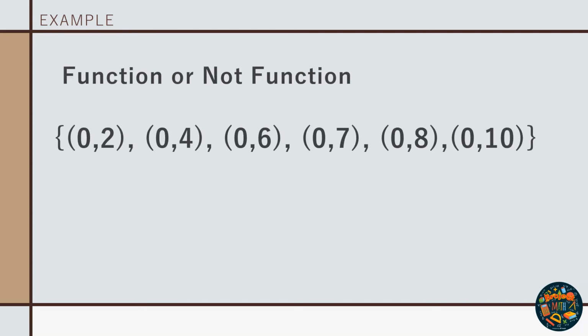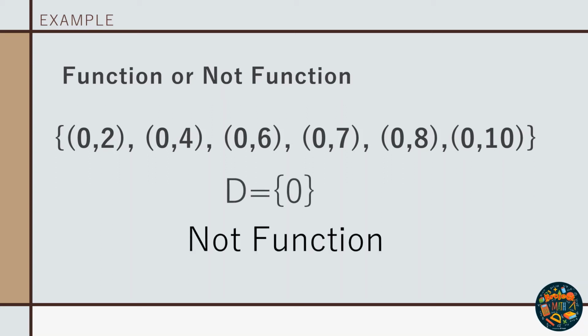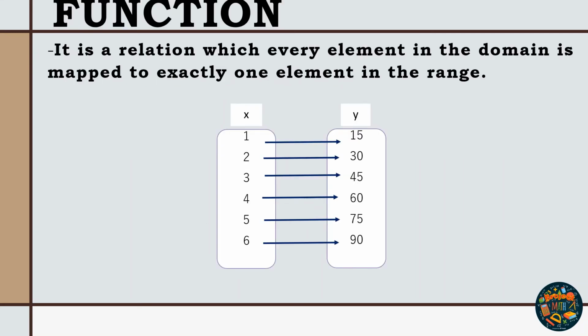Next is function or not function. So the domain is 0. So it is not a function. Why? Because 0 is repeated. Again, a function is a relation in which every element in the domain is mapped to exactly one element in the range. So just like the given example in the diagram.